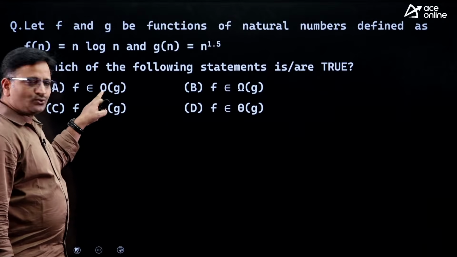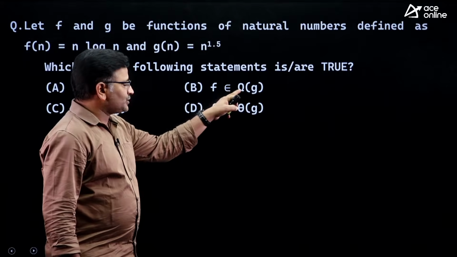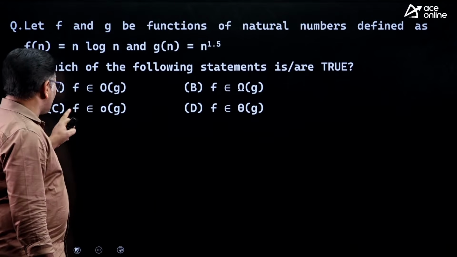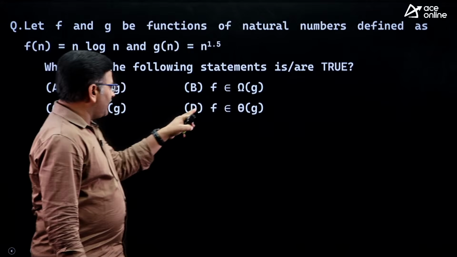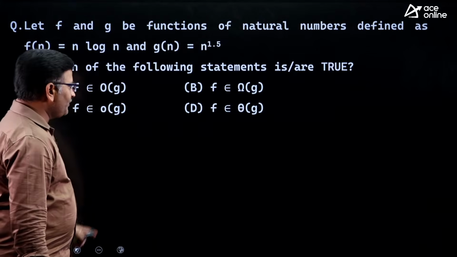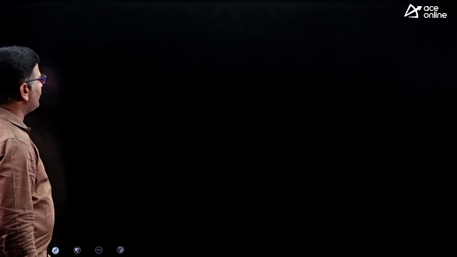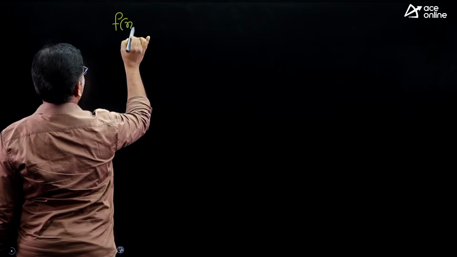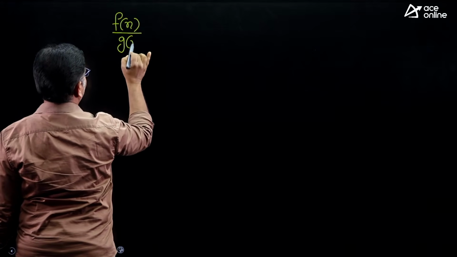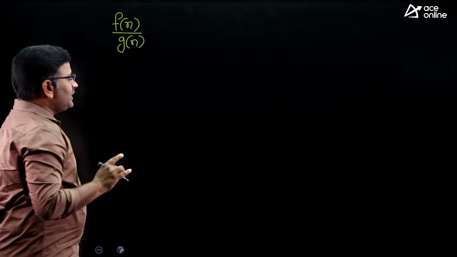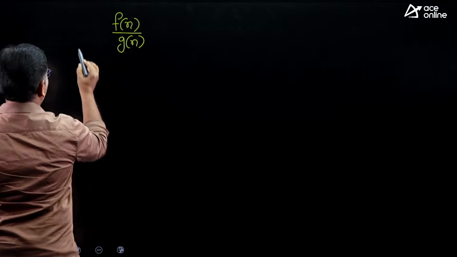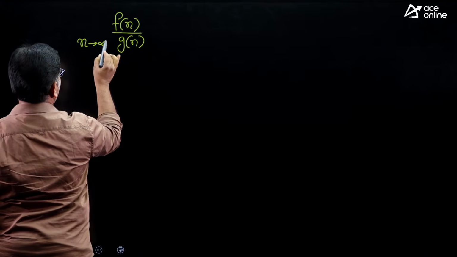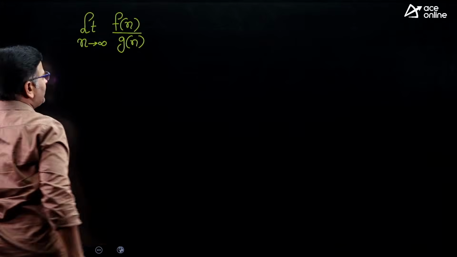First option, f belongs to order of g; second option, f belongs to omega of g; third option, f belongs to little o of g; and fourth option, f belongs to theta of g. I hope you already went through this question, okay. Let me explain the concept behind this one. See, if f of n is a function and g of n is also a function, as our analysis is only for large values of n, meaning as n approaches infinity you need to find the behavior of f of n and g of n, okay. So therefore as n approaches infinity we can write it as the mathematical limit n tends to infinity.